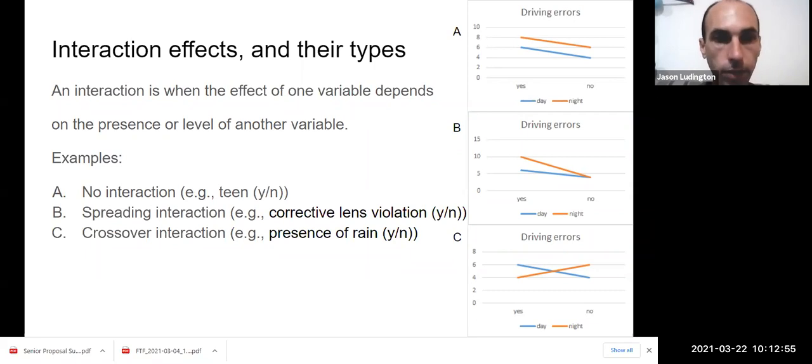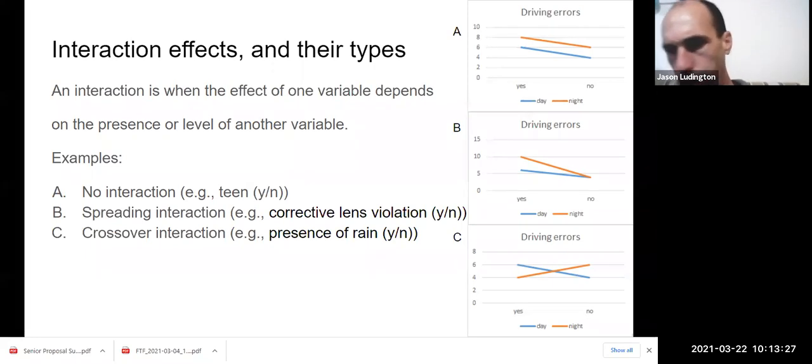Last one, crossover interaction. This is just when the lines cross. So there's nothing special about it. A crossover interaction is just an interaction. So whether you call it a spreading or a crossover, it doesn't matter. The important thing is that there's an interaction or there's not. You don't have to learn the names of the different kinds of interactions because that's not so important.